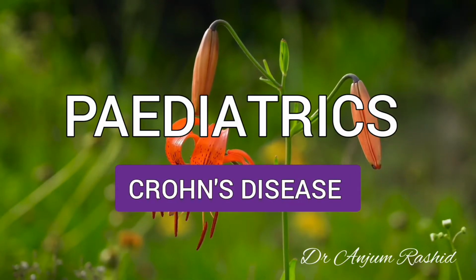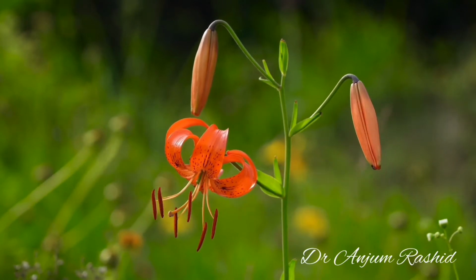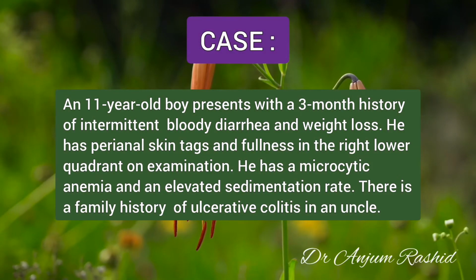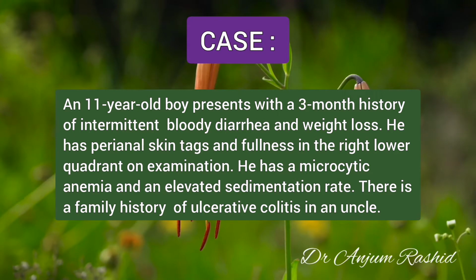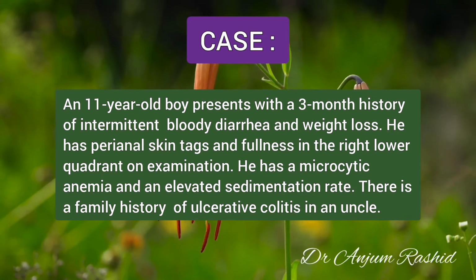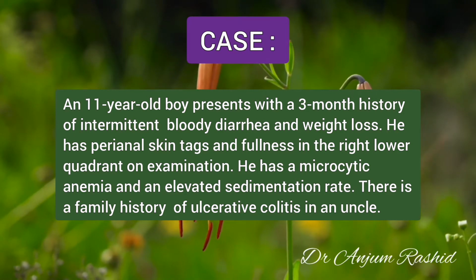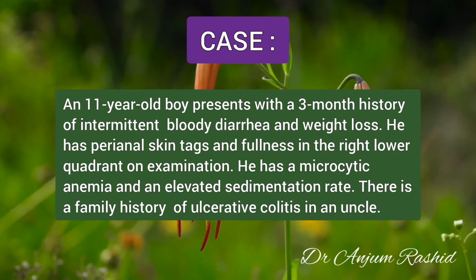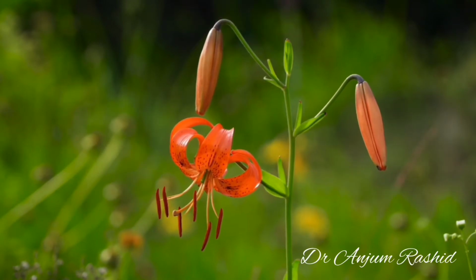In this video I will discuss a clinical case of Crohn's disease. An 11-year-old boy presents with a 3-month history of intermittent bloody diarrhea and weight loss. He has perianal skin tag and fullness in the right lower quadrant on examination. He has a microcytic anemia and an elevated erythrocyte sedimentation rate. There is a family history of ulcerative colitis in an uncle.